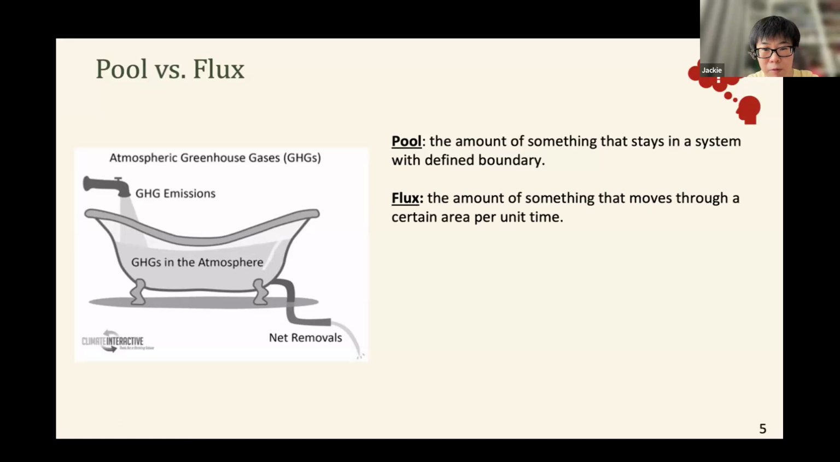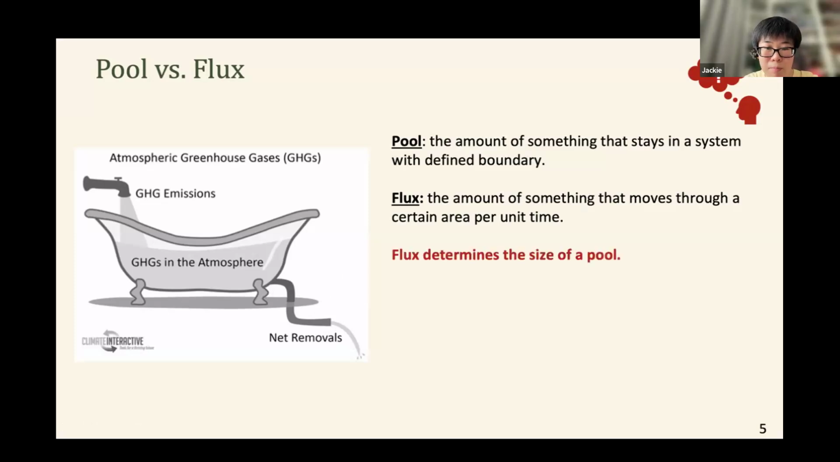And what about the fluxes? The flux is defined as the amount of something that moves through a certain area per time. Okay, so that's the amount of something per area per time. So you have the area and also time playing a very important role in it. And if we look at this cartoon again, the incoming greenhouse gas emissions is actually the rate, which is also a flux. And the net removals are also a flux parameter. Okay, so now you know the major differences between the two definitions.